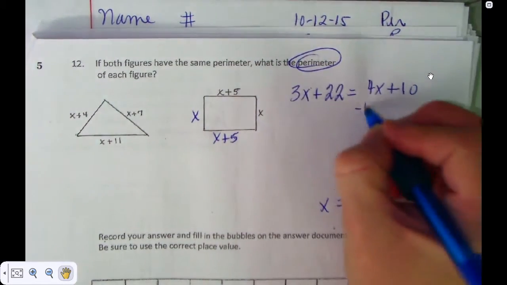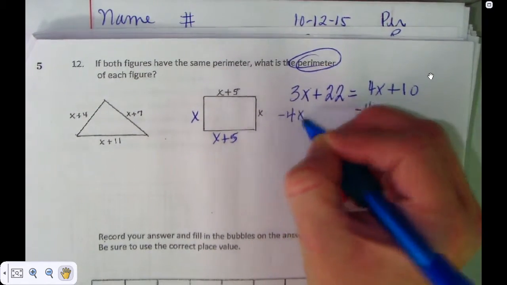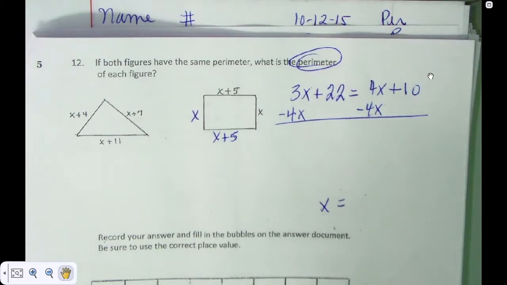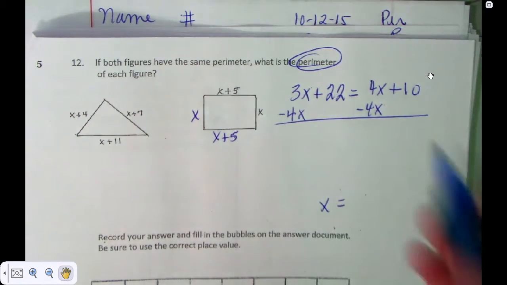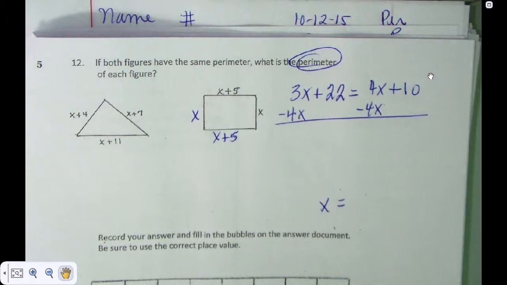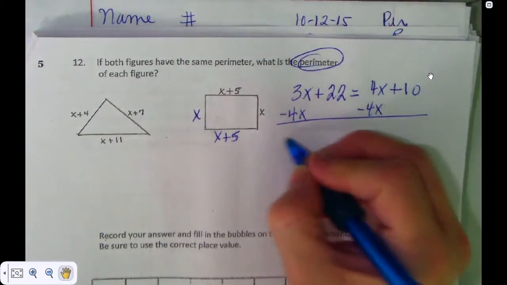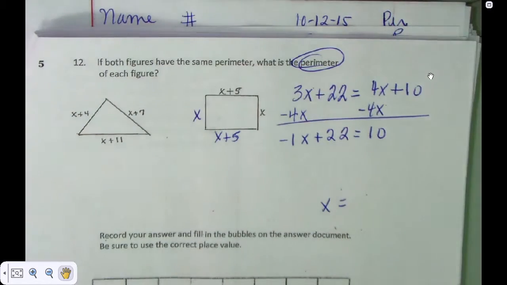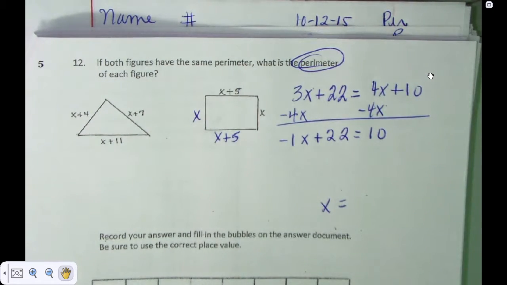So I'm going to subtract 4 x's from both sides. That's fine. You can subtract 3x and put your x's on the right, but this is why we've been doing it together, eliminating our x's off the right side. So I get negative 1x plus 22 equals 10. Correct?